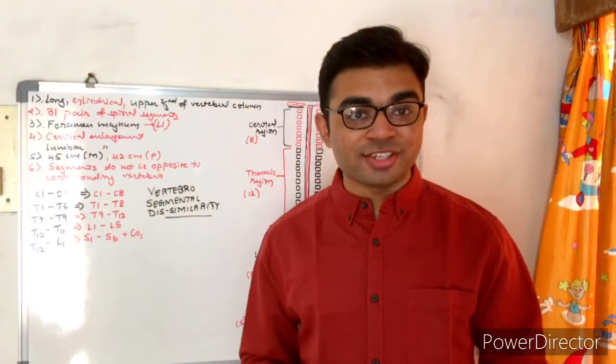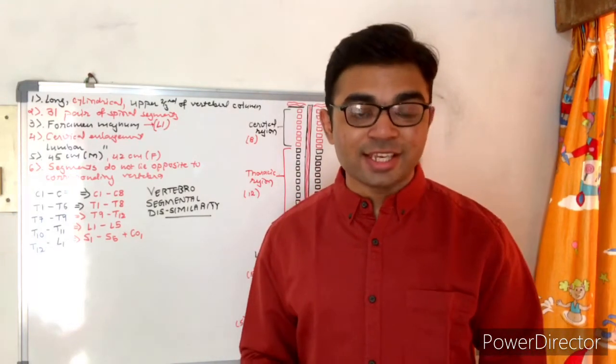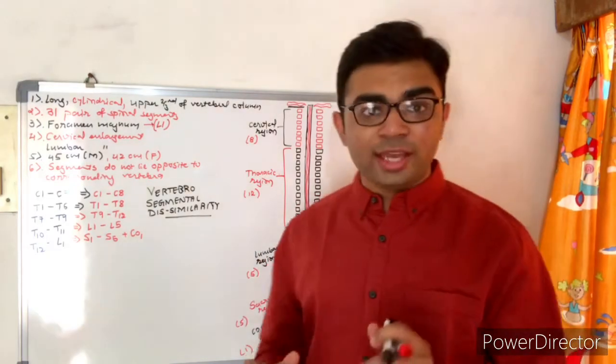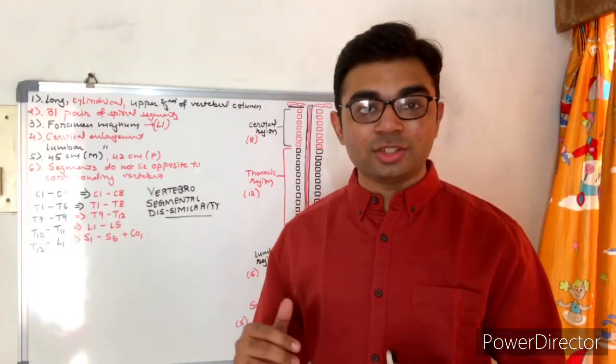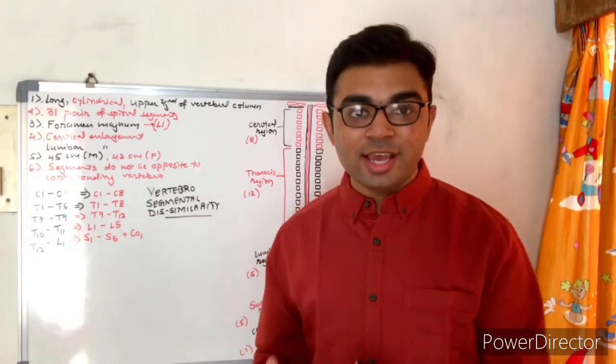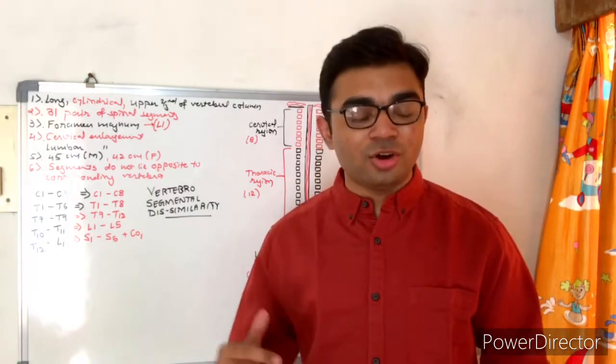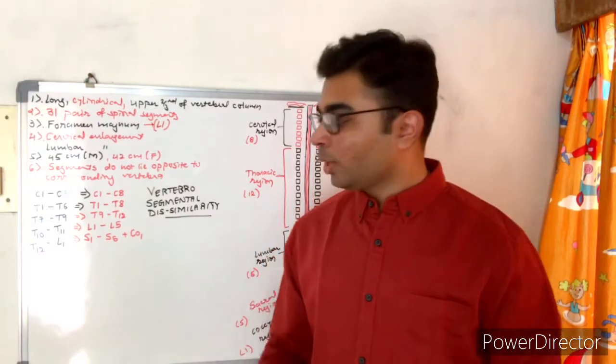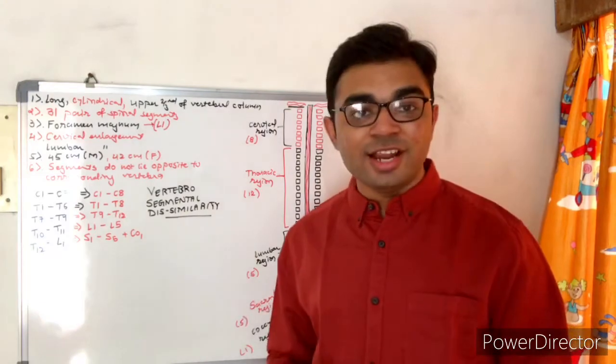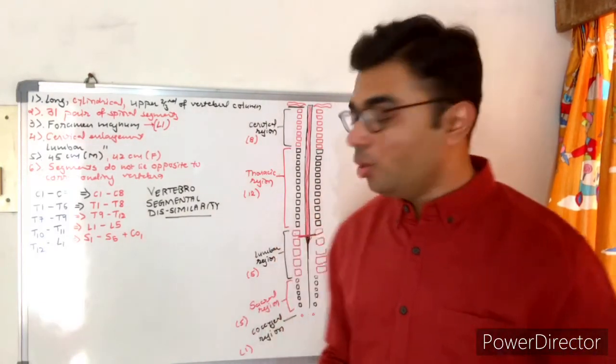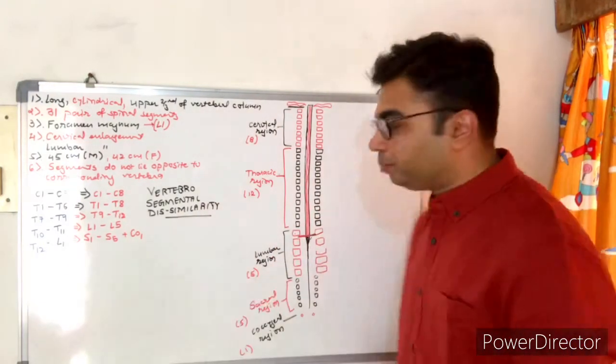I think many of you have heard the terminology, the horse tail appearance, that is the conus medullaris, or the cauda equina. Equina means a horse. Then how do you come to know that the horse tail appearance is the same? Because of this vertebrosegmental dissimilarity. So let me explain this by applying this table.